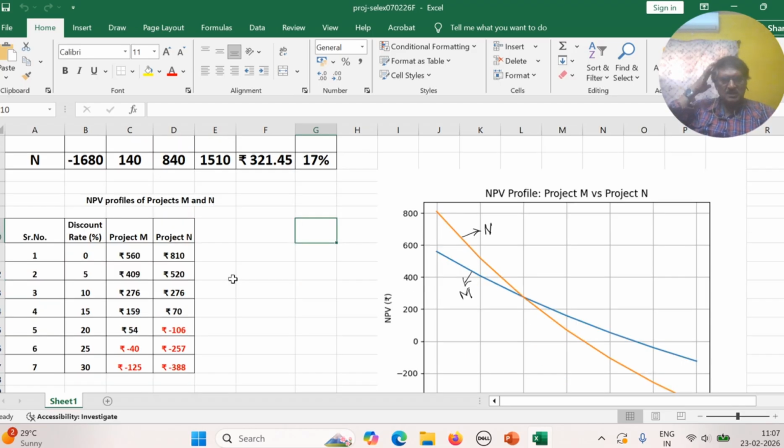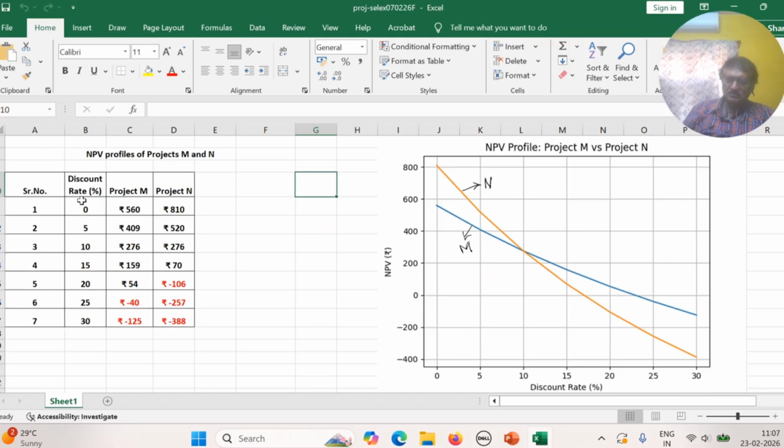So to get the idea, I have analyzed the same project with different discount rates, starting from 0 discount rate, 5%, 10% in this way, and calculated the NPV value. These are the NPV values. Say for 5%, the net present value for project M is this, and for project N is this. The calculation is very easy because we have used the formula only to drag. After dragging, you will get the formula. Only 4 to 5 minutes are required to calculate all the things. I have done it also.